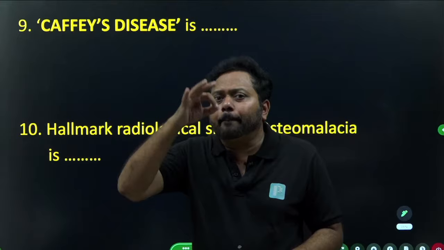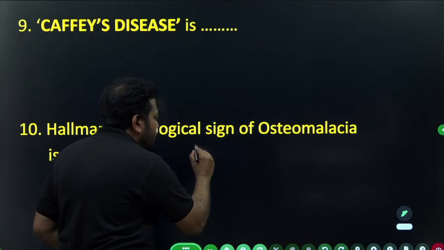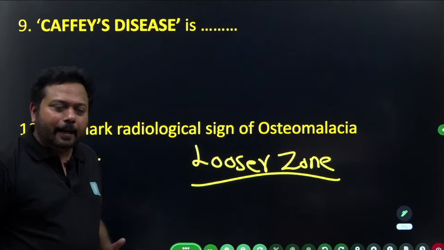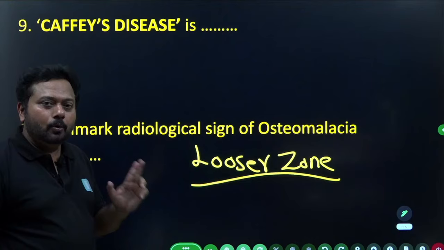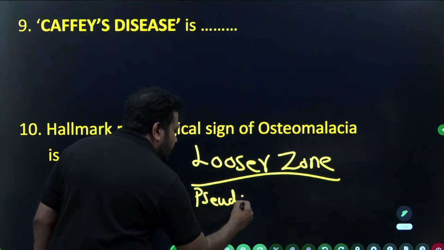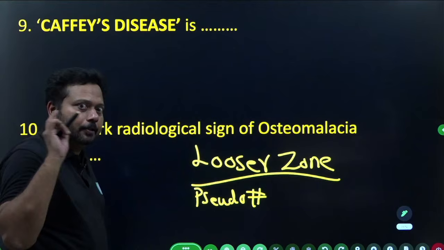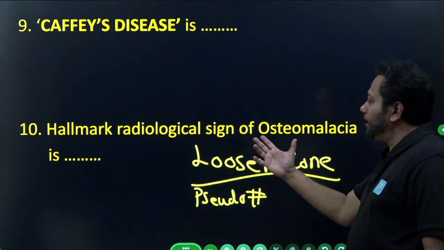So the pathognomonic radiological sign, the stamp of osteomalacia, is Looser zone. This Looser zone is the classical, hallmark radiological sign of osteomalacia. Some books use the word pseudofracture. They are called pseudofractures, also Milkman's fracture or milkmaid's fracture. This happens at the epiphyseo-metaphyseal junction. So the hallmark radiological sign of osteomalacia is Looser zone.